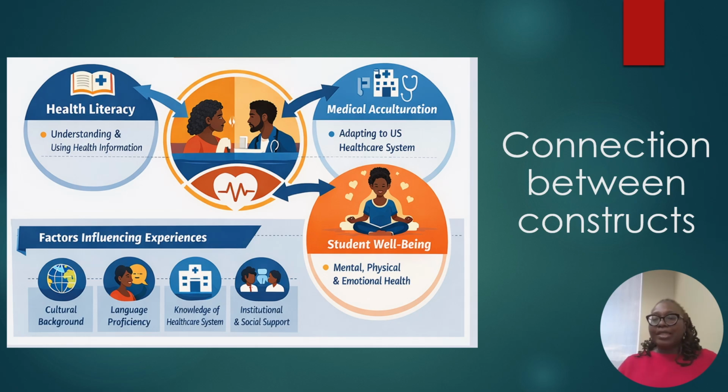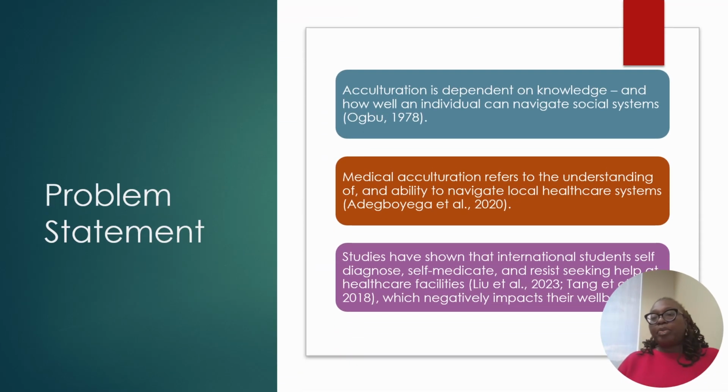Now, this is the presentation of the poster that speaks to the connection between the constructs. In having the whole well-being of international students, they need to be able to adapt adequately in their new environment, which is in the US where they are studying. And so this study will examine how factors like their cultural background, their language proficiency, the kind of social capital they bring into the US, and the support they get from their institutions work towards their health literacy. And that leads me to the problem statement.